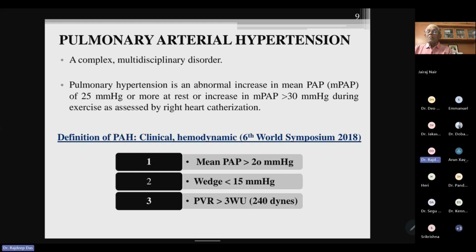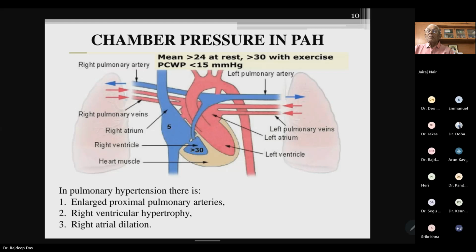Now pulmonary artery hypertension is a mean pulmonary artery pressure of more than 20 millimeter of mercury with a wedge pressure of less than 15 millimeter of mercury, and pulmonary vascular resistance of more than 3 Woods units, that is 80 times 3, which is 240. Just an overview of the chamber pressure in pulmonary artery hypertension. There are 3 components: enlarged proximal pulmonary arteries, right ventricular hypertrophy, and right atrial dilatation.